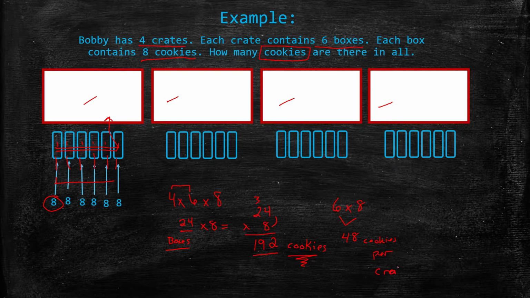Now, we have how many crates? 4. So we would have to multiply 48 times 4. 48 cookies in each crate. We have a total of 4 crates. 4 times 8 is 32. Bring the 3. 4 times 4 is 16 plus 3, 192. And remember, we've got to put what it is, 192 cookies.